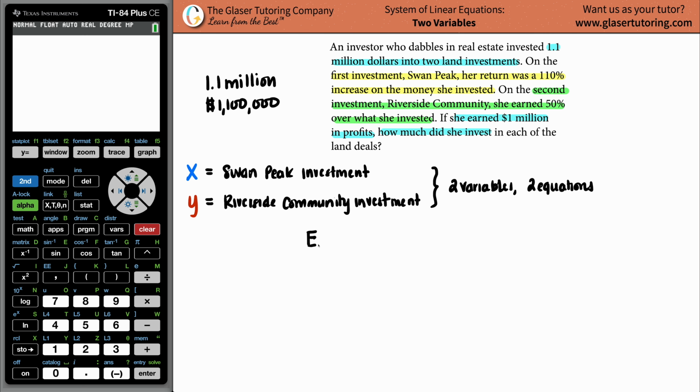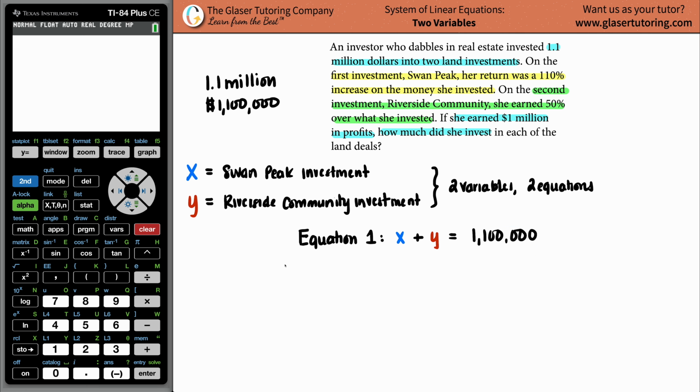So let's put equation 1 on the board. Equation 1 is going to be whatever her X investment is, however much she put into Swan Peak, and, literally an addition, as much as she put into Riverside Community. That total investment, if we add them up, is going to be $1,100,000. So first equation done.